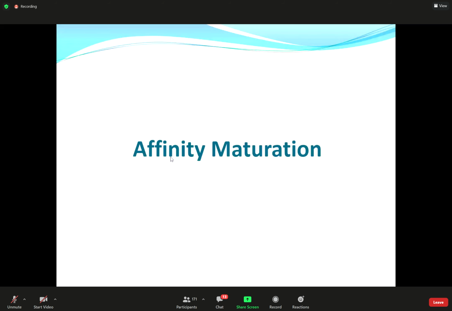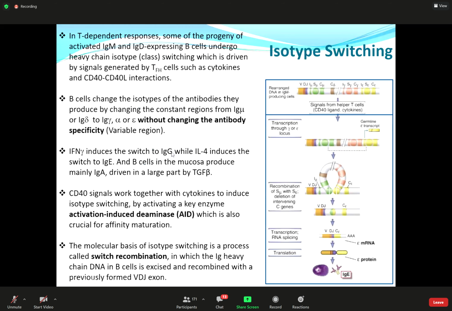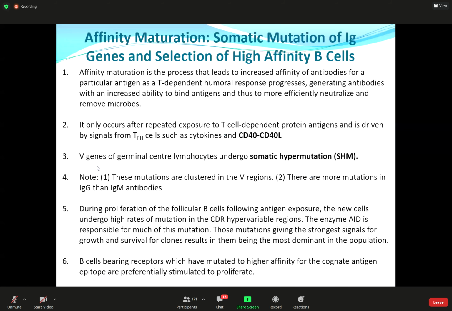So that is one important role of the T helper cell, or the follicular T helper cell, in providing help to the antibody producing B cell with regard to isotype switching. The other important function the T helper cell plays is to induce this B cell to undergo what's called affinity maturation.